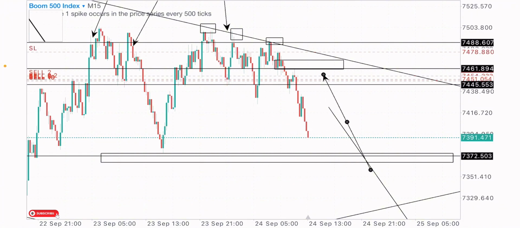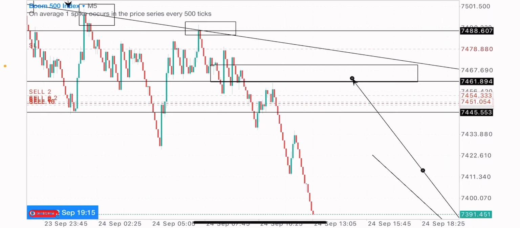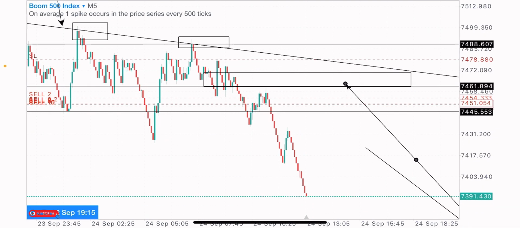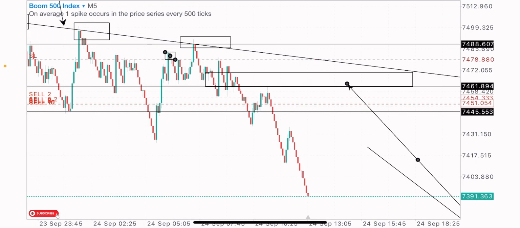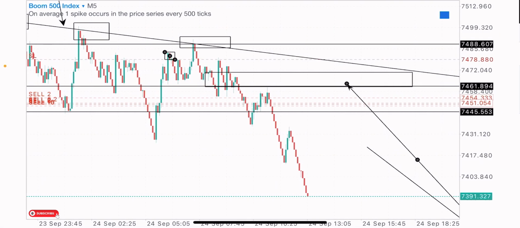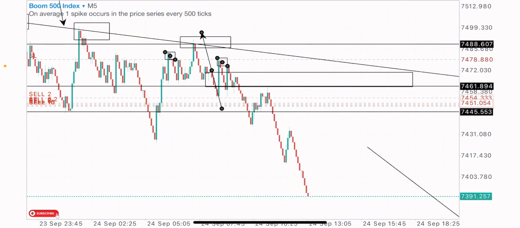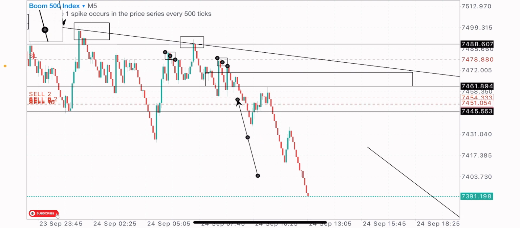So on the break of the neckline, I sold this index. I took the sells on Boom 500 index on the break of this neckline. At this point, we got the left shoulder there, the head at that point, and the right shoulder here basically. The left shoulder, the head, and the right shoulder. So it's on the break of the neckline I got my entries on this index.